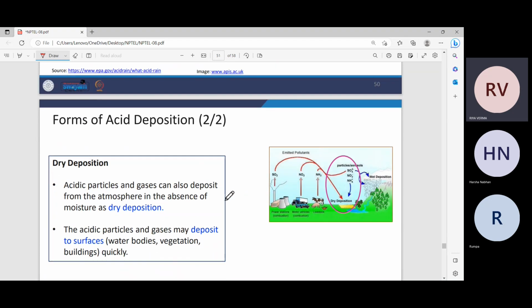Then we have dry deposition. The acidic particles and gases can also deposit from the atmosphere in the absence of moisture, as dry deposition. These can be deposited onto the surface of water bodies or vegetation. You can observe that at certain places the leaves of the plants tend to get affected, like drying or discoloration of the leaves. That is due to this dry deposition of acids onto the vegetation. So this is your form of dry deposition.